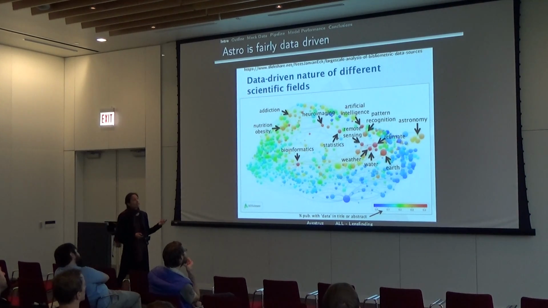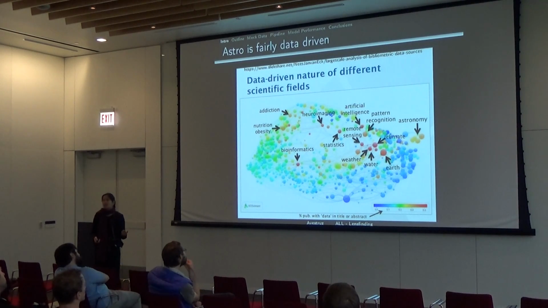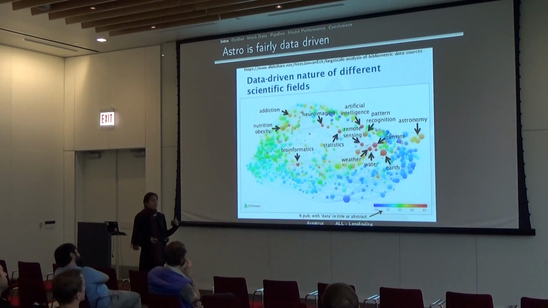But what you'll notice is that astronomy is in the orange turning red region of percent of publications with data in the title and/or abstract. So what this indicates to me is that of all of these STEM-related quantitative fields, astronomy is becoming one of the more data-driven amongst them.